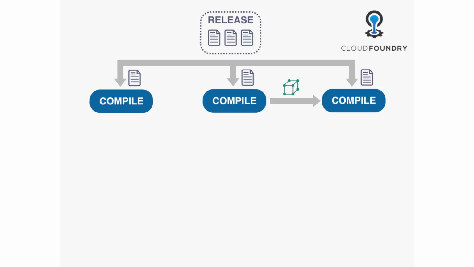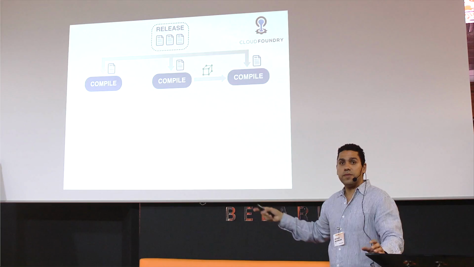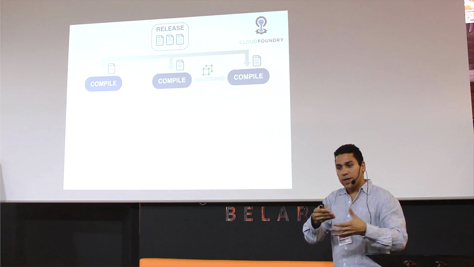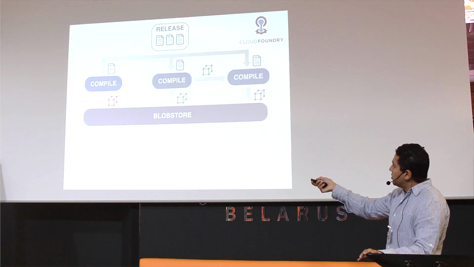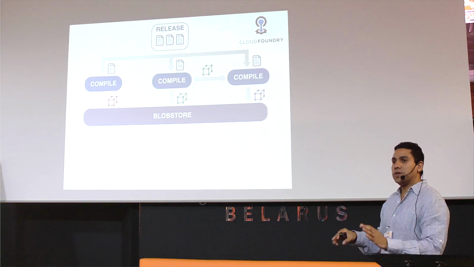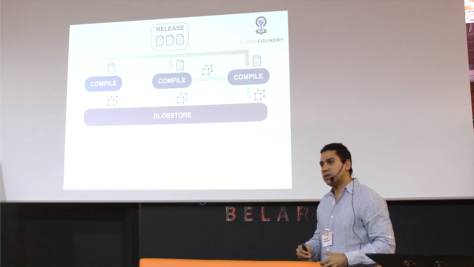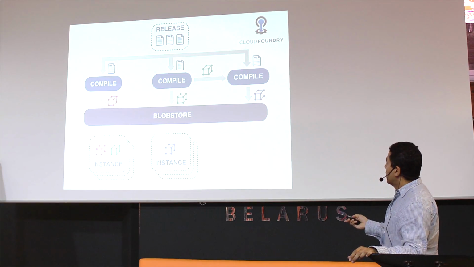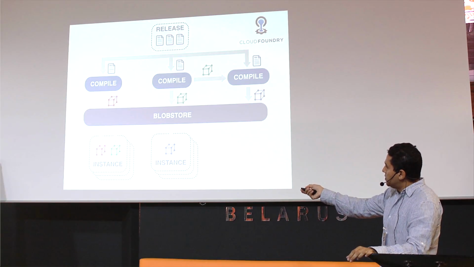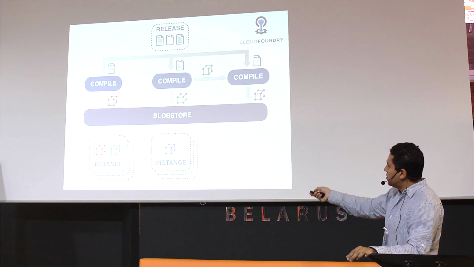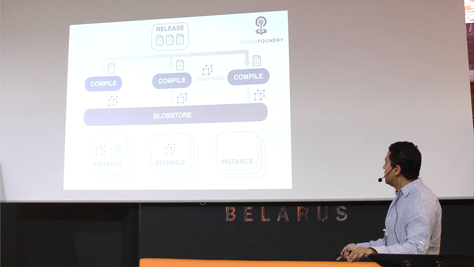So once it compiles, of course there could be some dependencies, so it has to wait for this compilation to be done before it compiles this. So it does all of that too for you. That's very important, right? Because typically, as you know, when you compile, you might want certain pieces compiled first. Then you put all the resulting pieces in a blob store because you want to be able to easily download this stuff. And then you instantiate them. So you put one set inside of one VM, another set in the other VM, and so on.